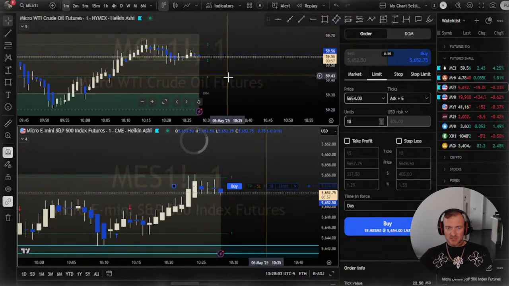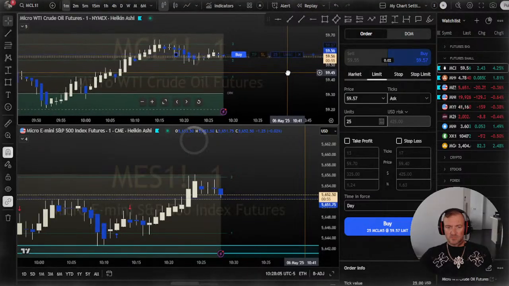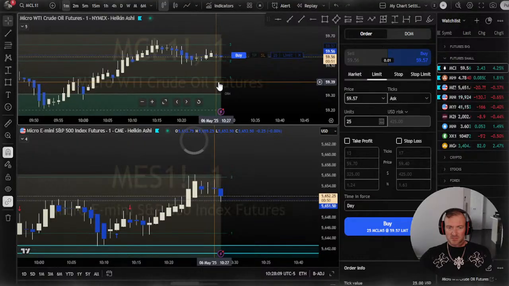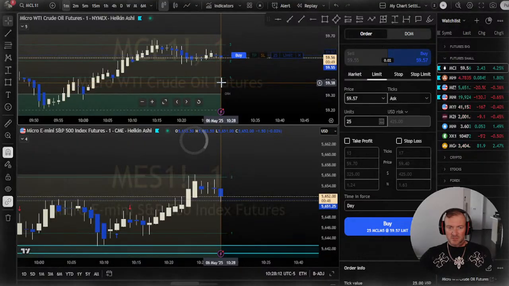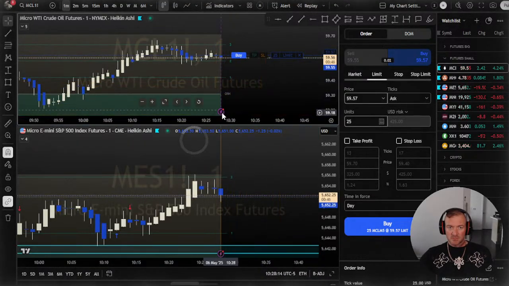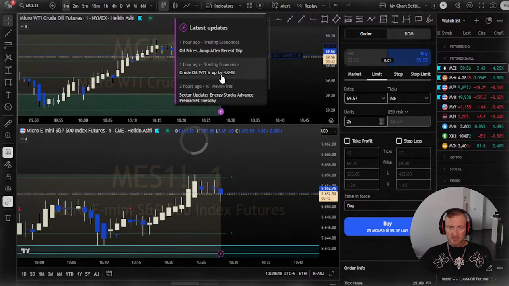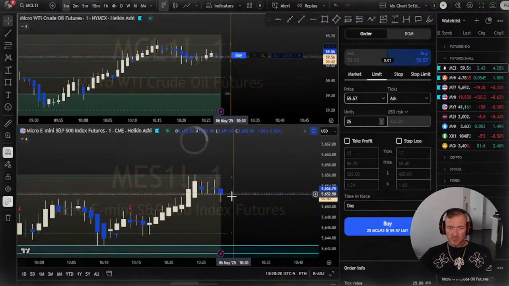I feel like it's pretty good at showing what's going on here. Let's see what this says, even though I don't really trust this news ever. Jump after recent dip. Crude oil is up by blah blah blah. Okay. What's this one saying? Here's a reversal candle.